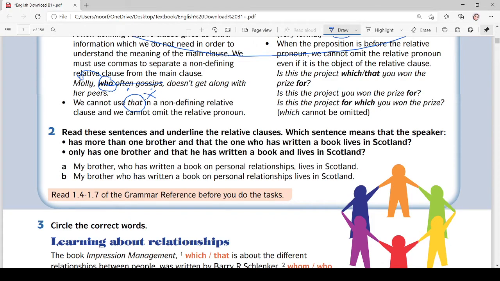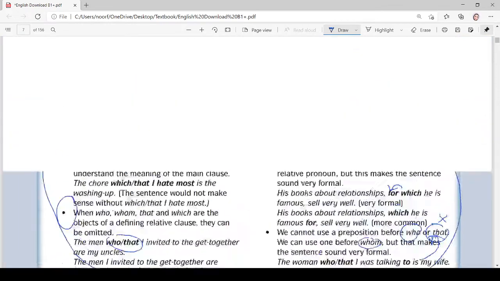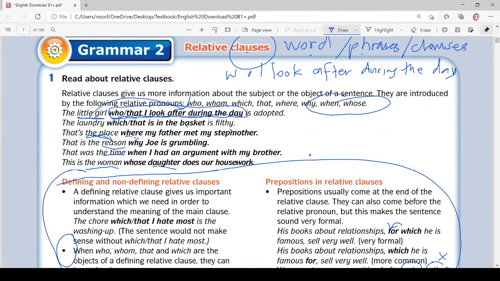It is enough if you can understand what is a relative clause. Relative clause ni basically yang atas ni lah. Dia basically ayat-ayat yang macam ni yang bagi more information, yang bagi more information kepada objek ataupun subjek.